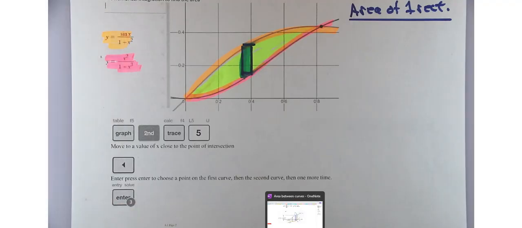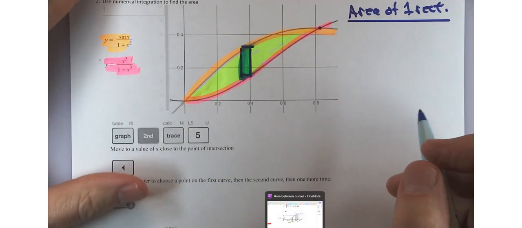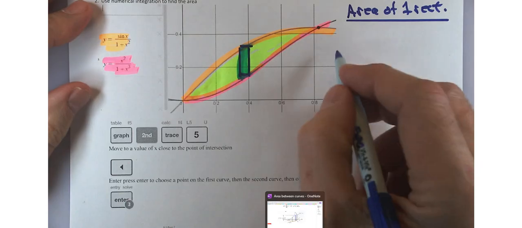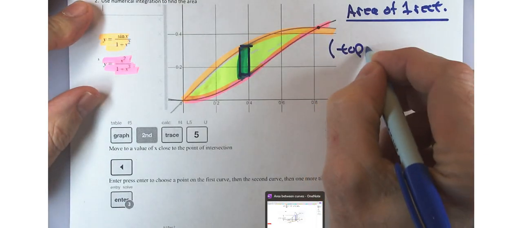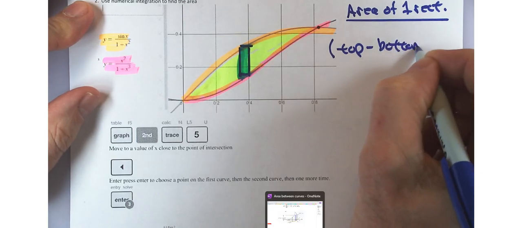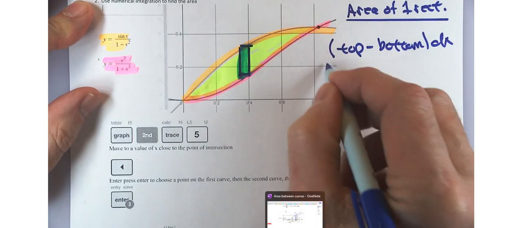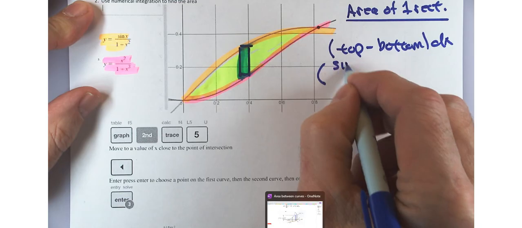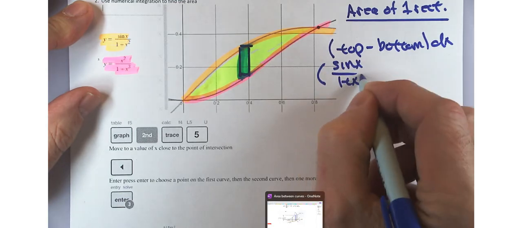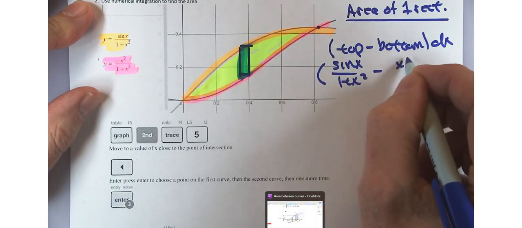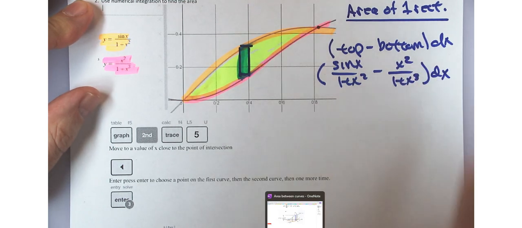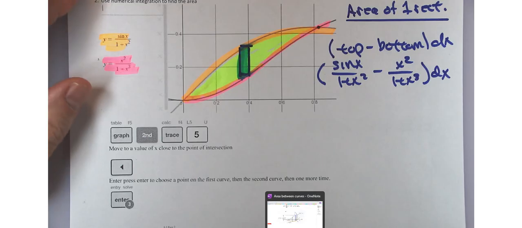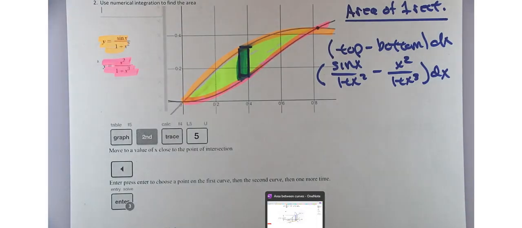James, what's going to be the area of one of these rectangles? x squared over 1 plus x cubed dx. Nice. All right, so that's the area of one rectangle. Let's set this up in terms of an integral now.